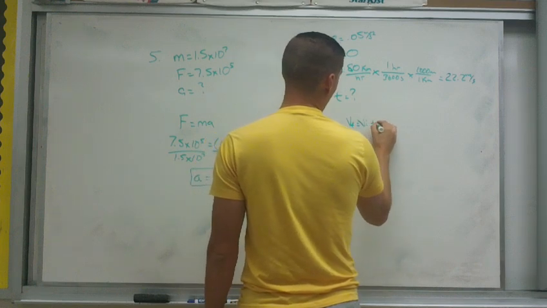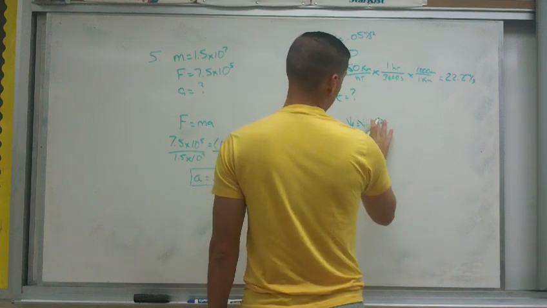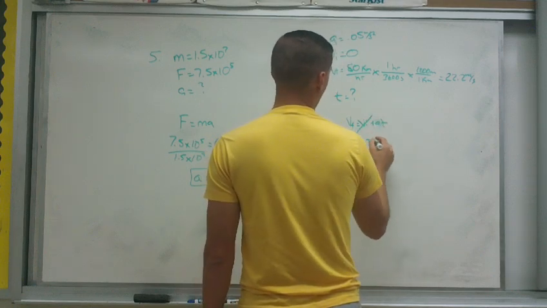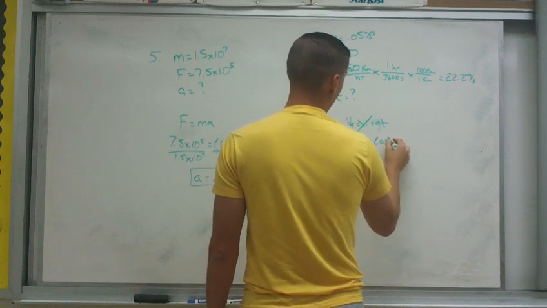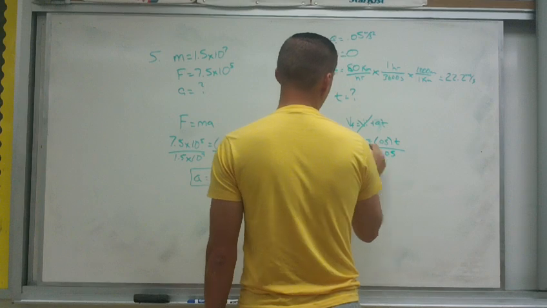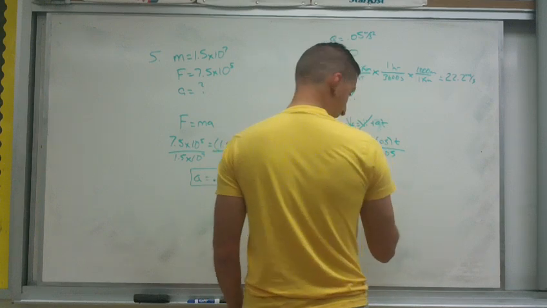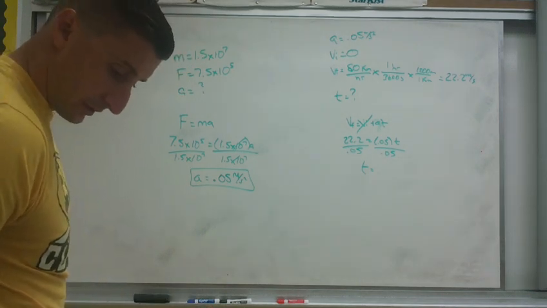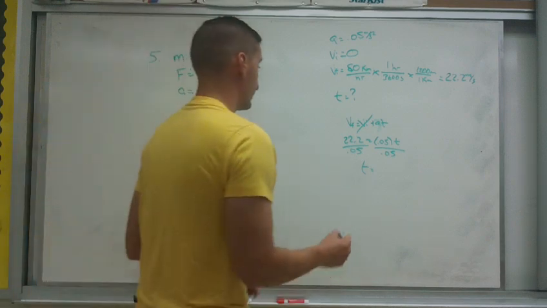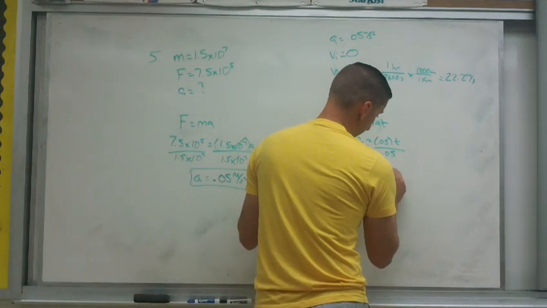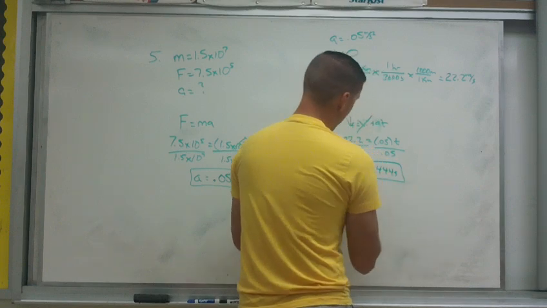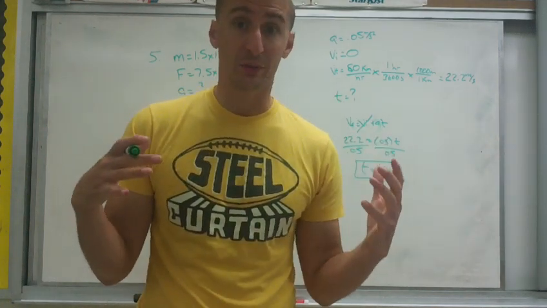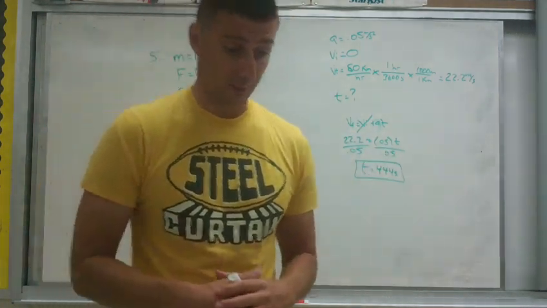VF equals VI plus AT, same thing. VF is 22.2. VI 0 goes away. A is 0.05. T divided by 0.05. T equals 22.2 divided by 0.05. I get 444 seconds. Okay? Notice that one-dimensional motion doesn't go away. We're using it in this chapter. So again, you had to be good with that.